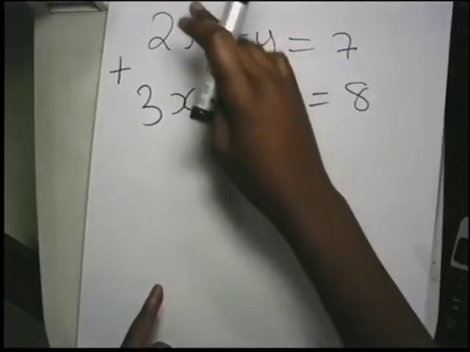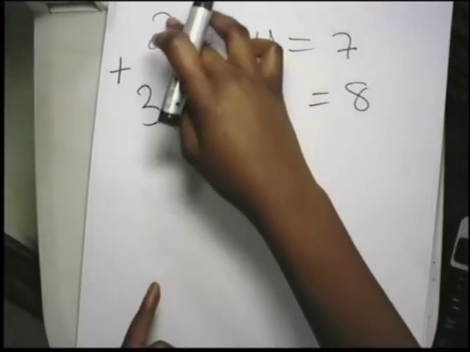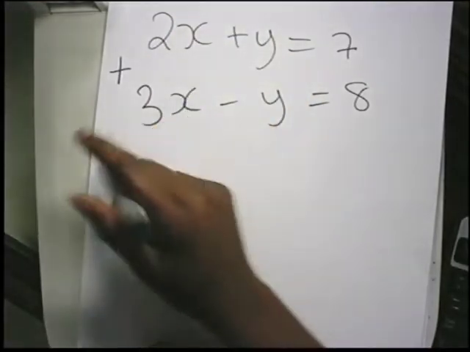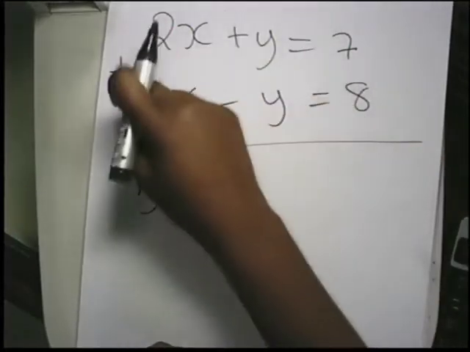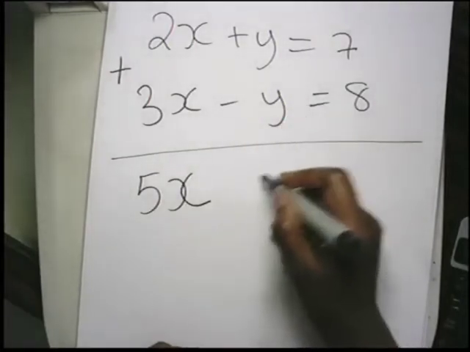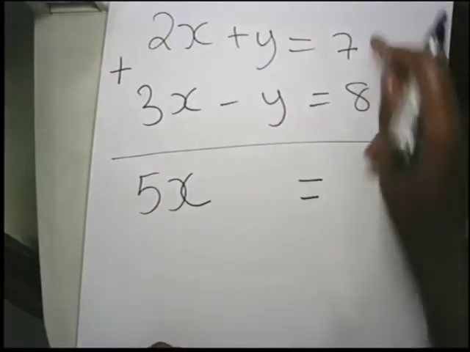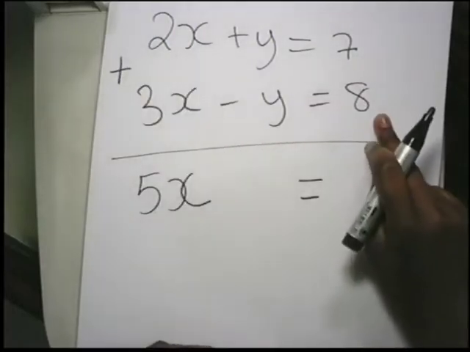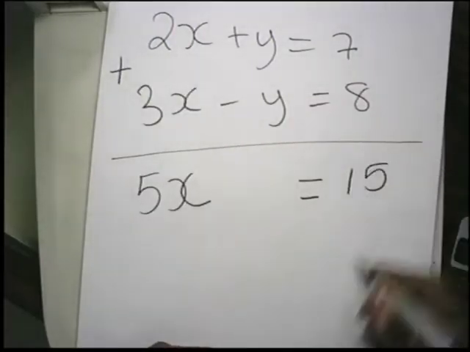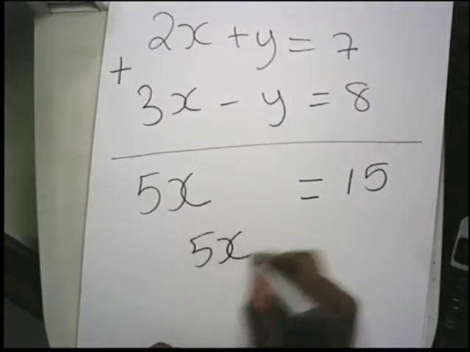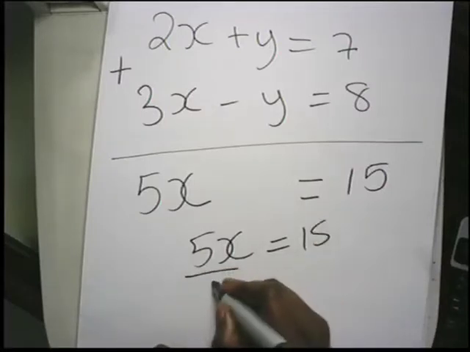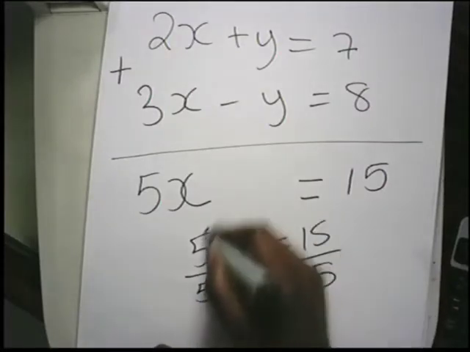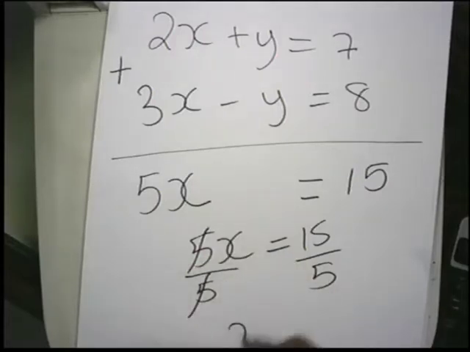Okay? Then we are going to have 2x plus 3x. That will give us what? It will give us 5x. Then y plus a negative y will give us 0. Okay? Then 7 plus 8 will give us what? It will give us 15. Now we have, not 15x, but 5x is equal to 15. Then we divide by 5. We divide by 5 because we want to get rid of that 5 there. Then we'll see that x is equal to what? x is equal to 3.